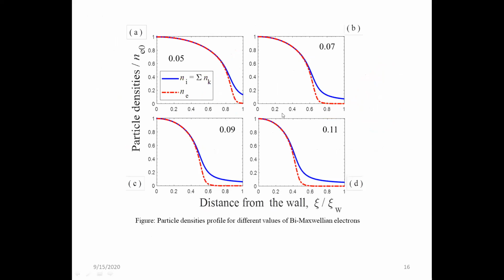This is the particle density profile, which also gives an idea of the C3 region. In the pre-sheath region, the particle densities are almost equal, but once it enters the C3 region, the electron density decreases sharply. The minimum occurs at the wall, but this minimum point is shifted towards the pre-sheath part with increasing concentration of the hot electrons.